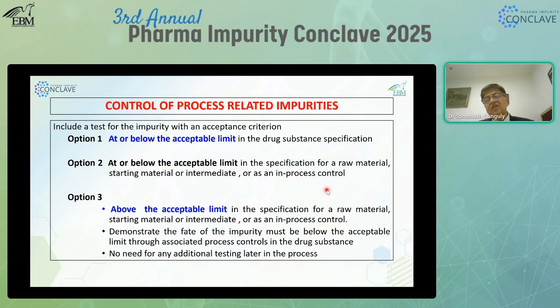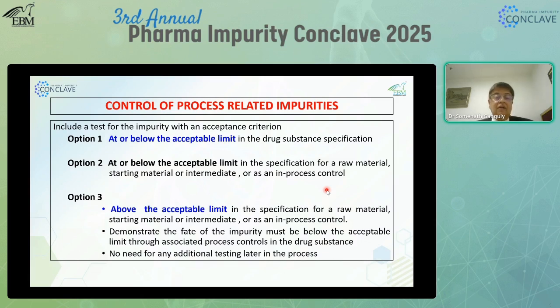Or one organization can do this: I know the pathway of formation of the impurity, so I control it at the raw material, starting material, intermediate or in-process stages. That also I can do. In that case, it may be skipped from the API specification.